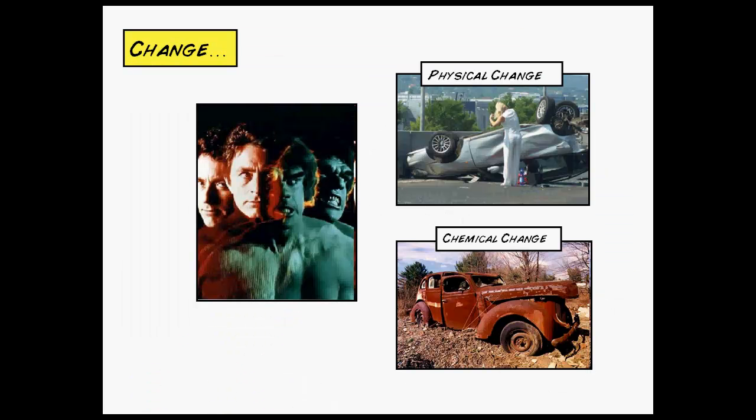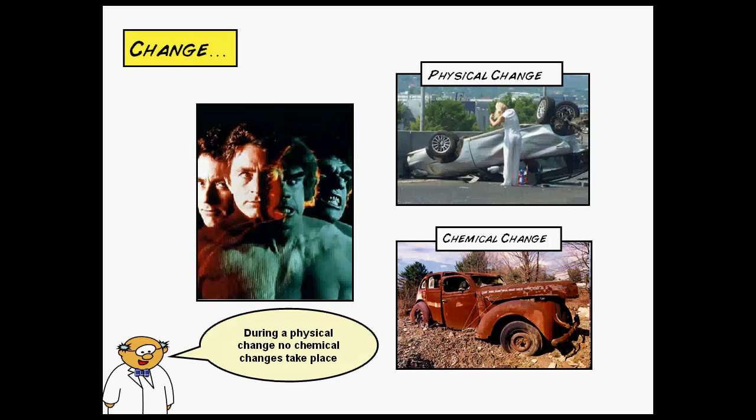When we make a scientific observation, what we're really looking for is change. We want to observe a change and explain it using the models that we've developed. There are two main types of change: physical change and chemical change. During a physical change, the chemical makeup of the substances involved remains the same before and after the physical change.